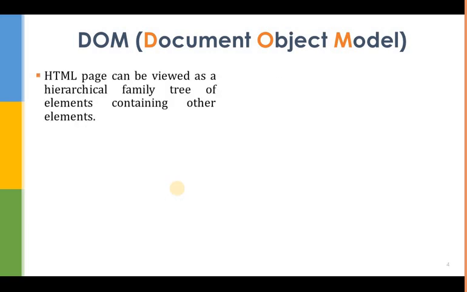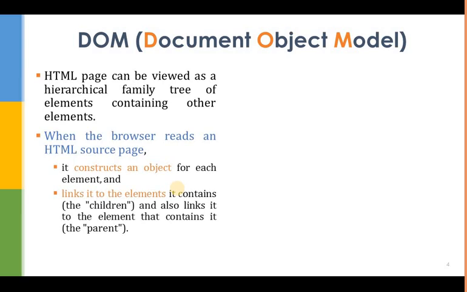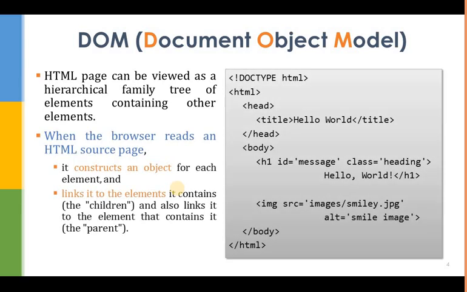An HTML page can be viewed as a hierarchical family tree of elements containing other elements. So what does it mean? For example, I have a page like this, just simple HTML content: html, head, body, and within the body section one heading and one image. Whenever the browser reads HTML source code, it constructs an object for each element.